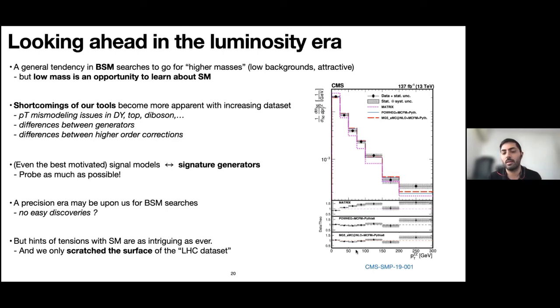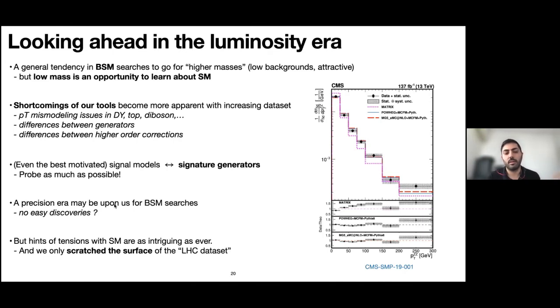One example, on the right, is the ZZ transverse momentum spectrum as measured by the CMS experiment. Here you can see that there are three different generators, MATRIX, POWHEG, and MadGraph, that quite significantly disagree in their modeling of something very fundamental like the transverse momentum of the ZZ in ZZ production at the LHC. So this is, in my mind, a very good motivation for pursuing very broad searches going to lower masses in the upcoming years at the LHC.